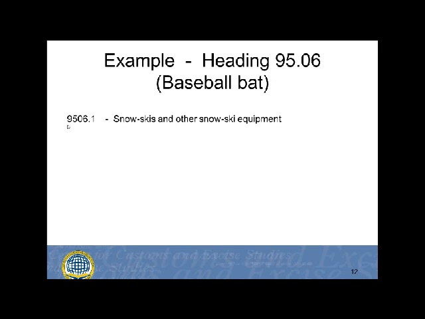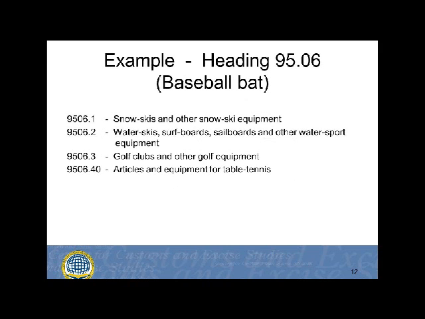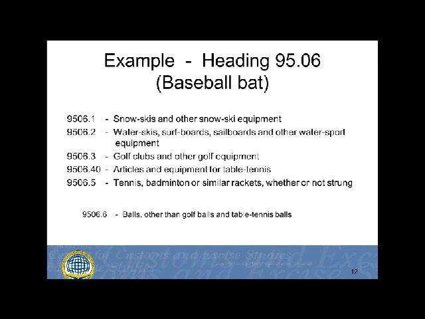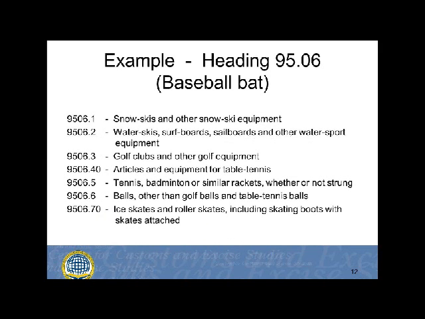In order to determine the correct classification, the classifier first examines the one dash subheadings, that is, 1. Snow skis and other snow equipment, 2. Water skis, surfboards and similar equipment, 3. Golf clubs and other golf equipment, 40. Articles and equipment for table tennis, 5. Tennis, badminton or similar rackets, 6. Balls other than golf balls and table tennis balls, and 70. Ice skates and roller skates. And finally the residual 9, other.